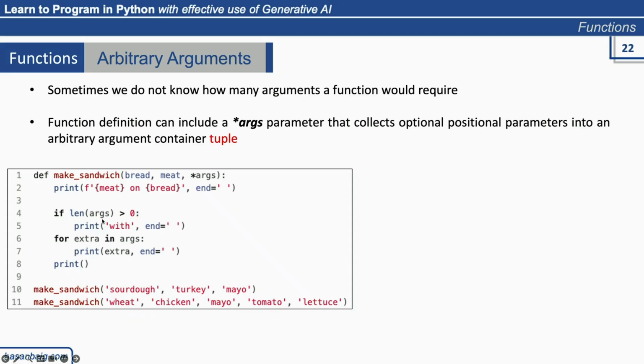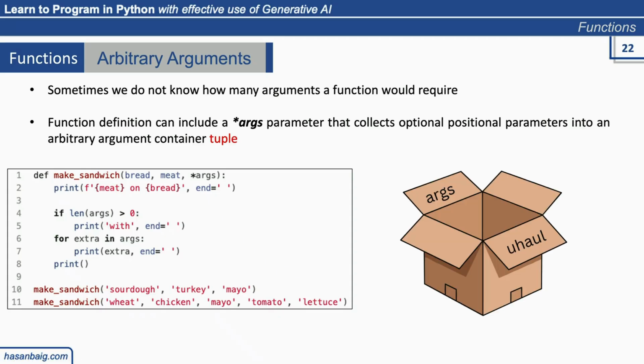So len is a built-in function which checks the size of the container. It's just like you could have given a name, a U-Haul container, and then you're checking the U-Haul container size. Okay? So the len function is a built-in function which helps you determine the number of entries, the number of components, the number of elements in that container.